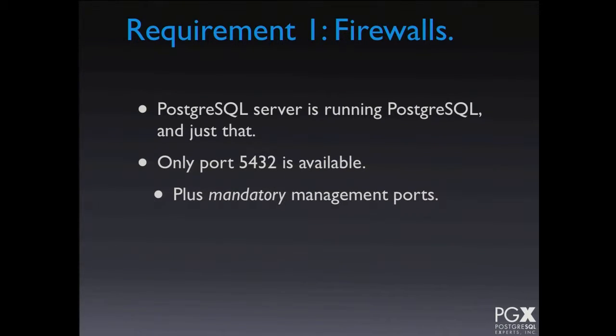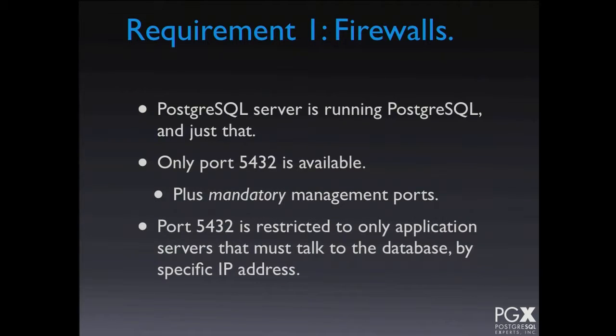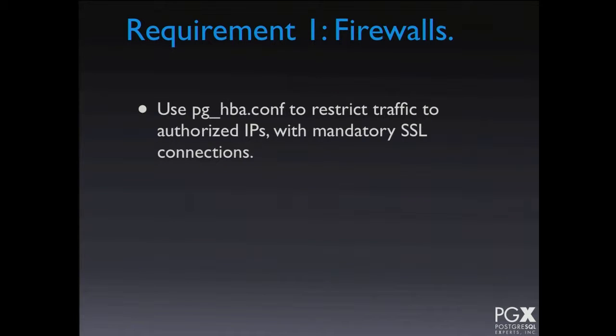Don't run a web server on it, even if it's only used for management. Also, you need to lock down 5432 so only the application servers that need to talk to the database can get to it by IP address. So don't rely on just being inside the VPN, for example, to lock it down, because if someone breaches any host in the VPN, they can get at your database. So use pg_hba.conf to nail down to just authorized IPs with mandatory SSL connections.